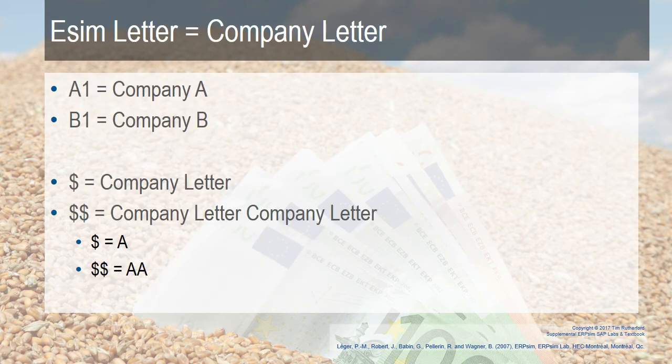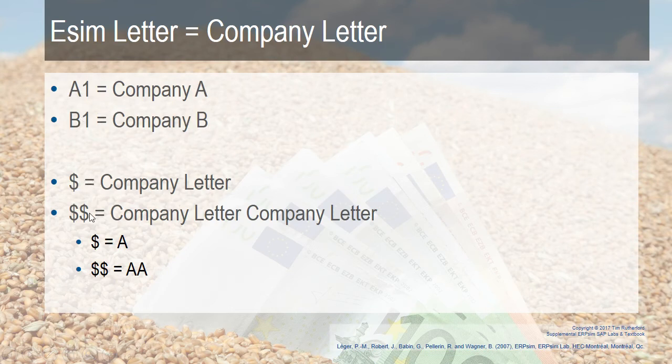In working in the labs themselves, if you have not worked with ERPsim before, this is an important lesson. So your sim letter, your sim ID, the login ID that you were given by your instructor tells you your company letter. So if you have been assigned A1 or A3, A5, or B1, B2, B3, the A is your company A. If you're B, your company B.